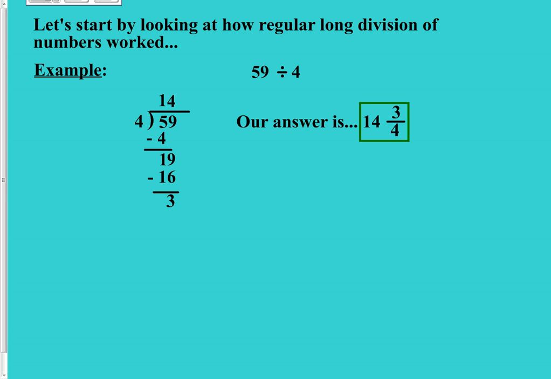And after you reach the point where your last number has been dropped down out of the dividend, that ends up being your remainder, and your remainder goes over your divisor. So in this case, the division went in 14 times, so that's our whole number. We ended up with a remainder of 3 over the divisor 4, 14 and 3/4.